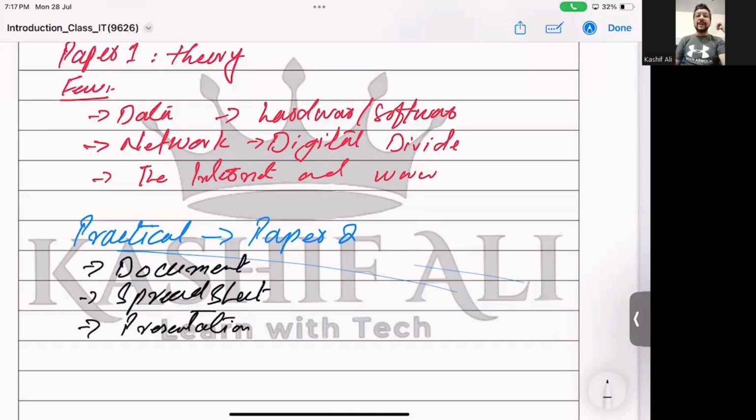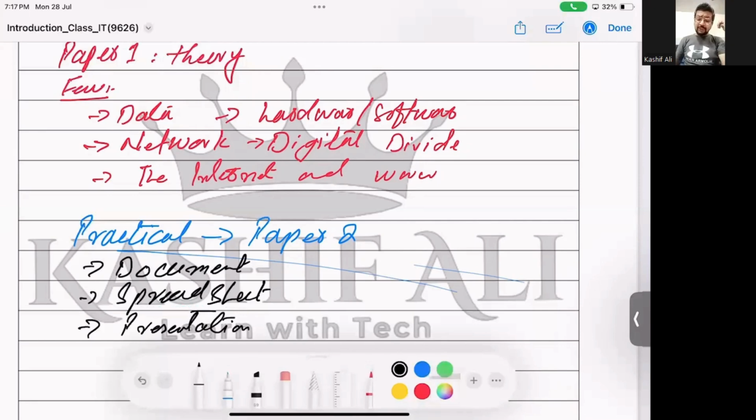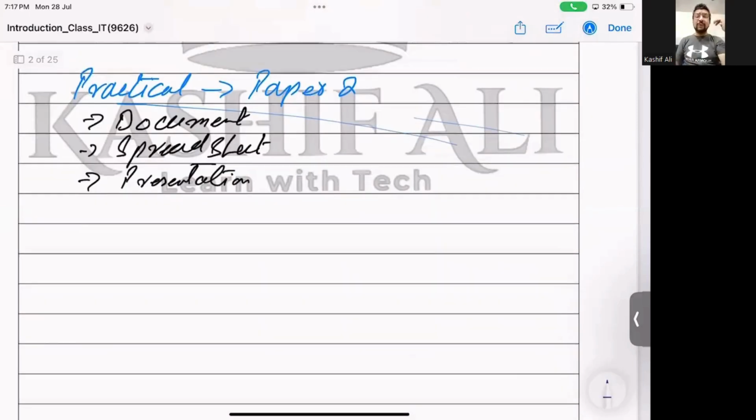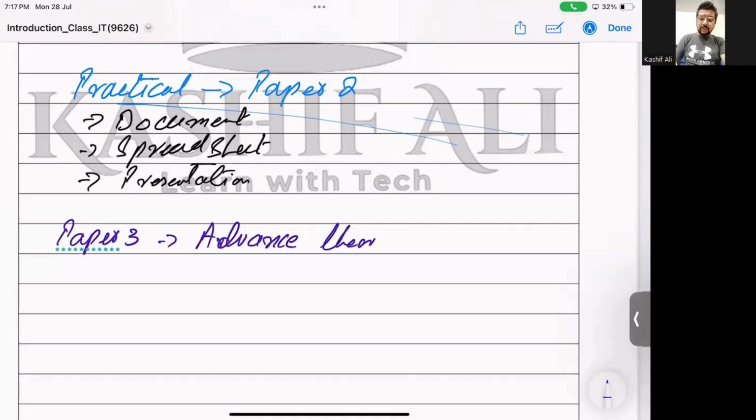If we consider paper 3, as I already mentioned, it is an advanced theory. Whenever we talk about the advanced theory, the topics you discuss in paper 1 are not the same. It may be enhancing the topics like emerging technology, IT development, system life cycles. Paper 3 is about advanced theory.